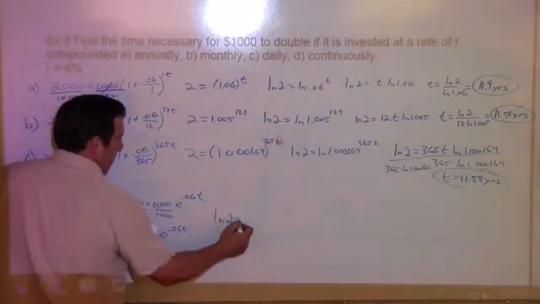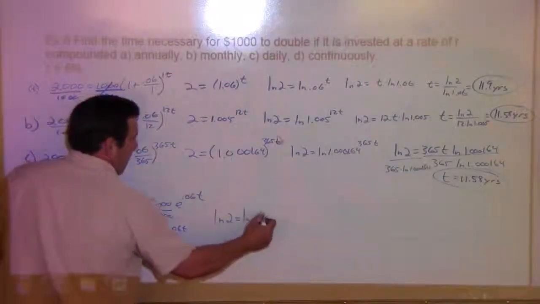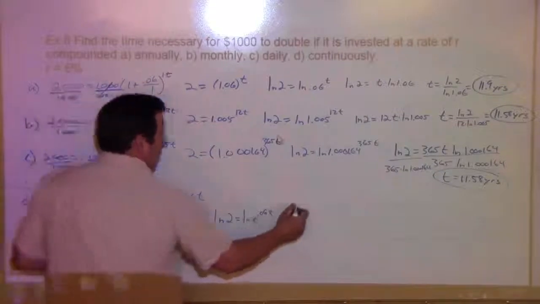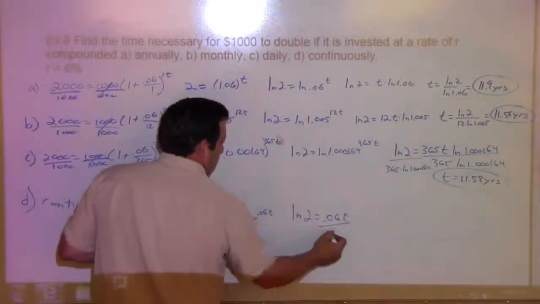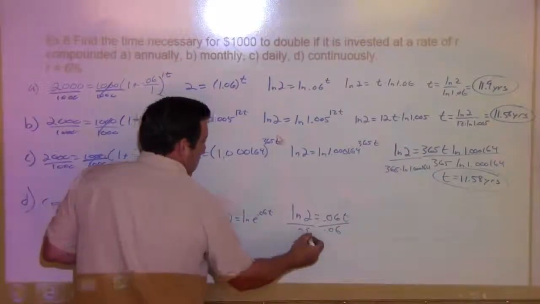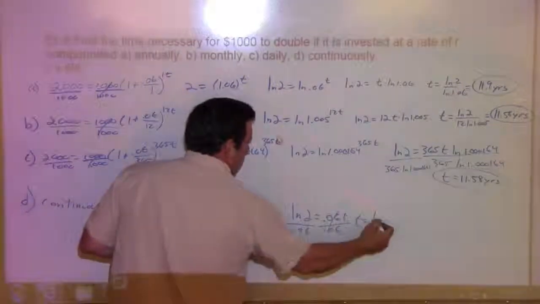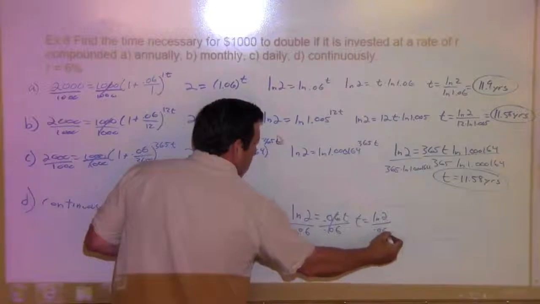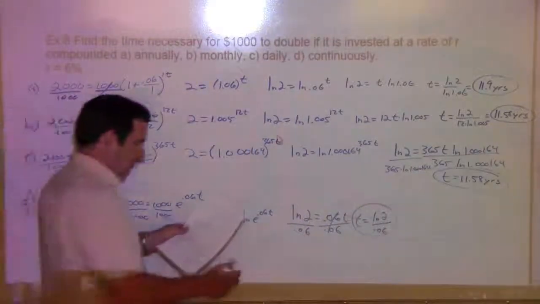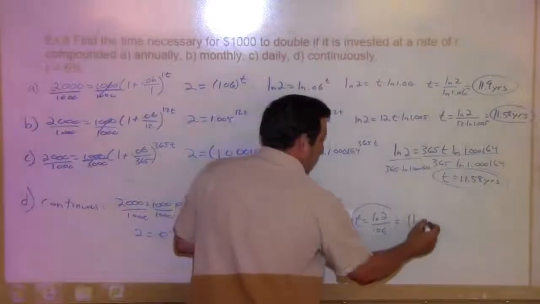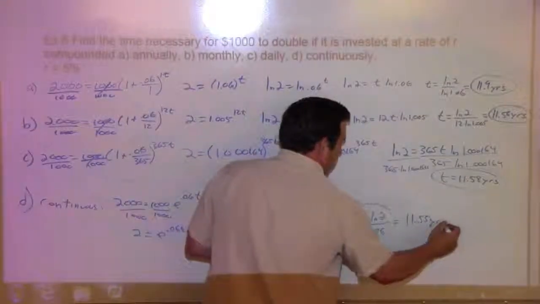Natural log of 2 equals natural log of e to the 0.06t. So the natural log of 2 equals 0.06t. T would be natural log of 2 over 0.06. And that comes out to be 11.55 years.